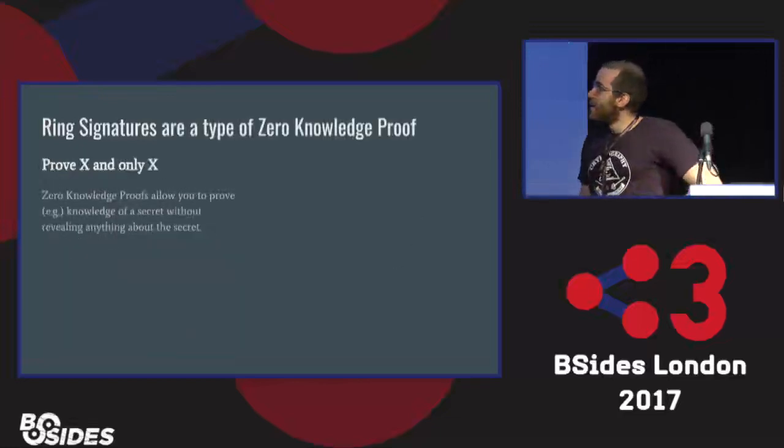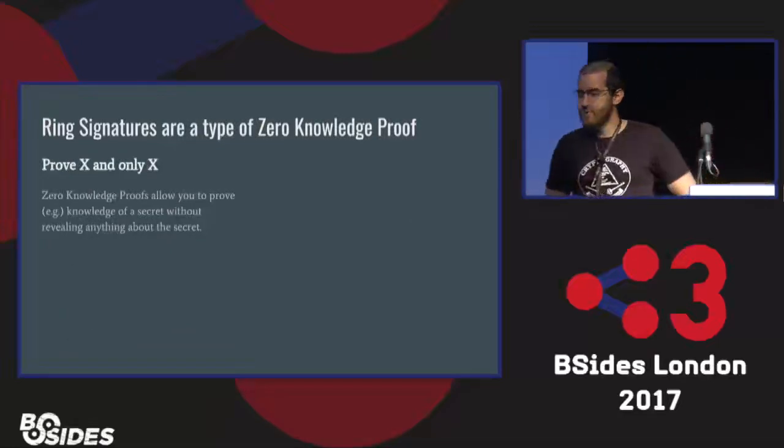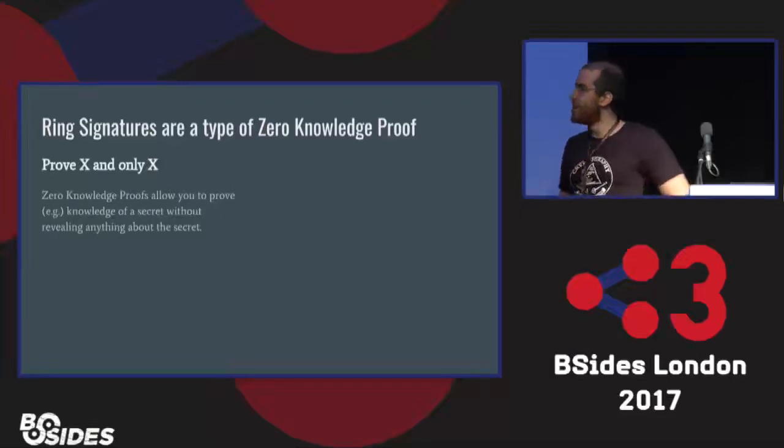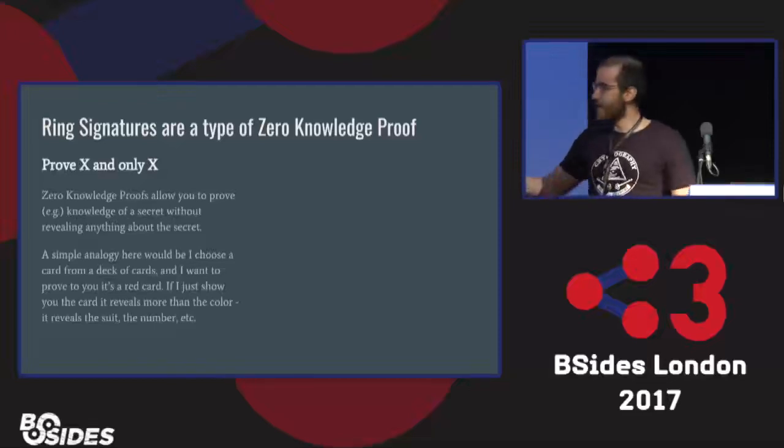Ring signatures are a type of zero-knowledge proof. If you've never heard of zero-knowledge proofs, it basically means I want to prove X and only X. I don't want to reveal anything other than that one bit of information. So you don't leak anything about the secret other than the fact that you have the secret. People always use really crazy analogies, but I like this one better.